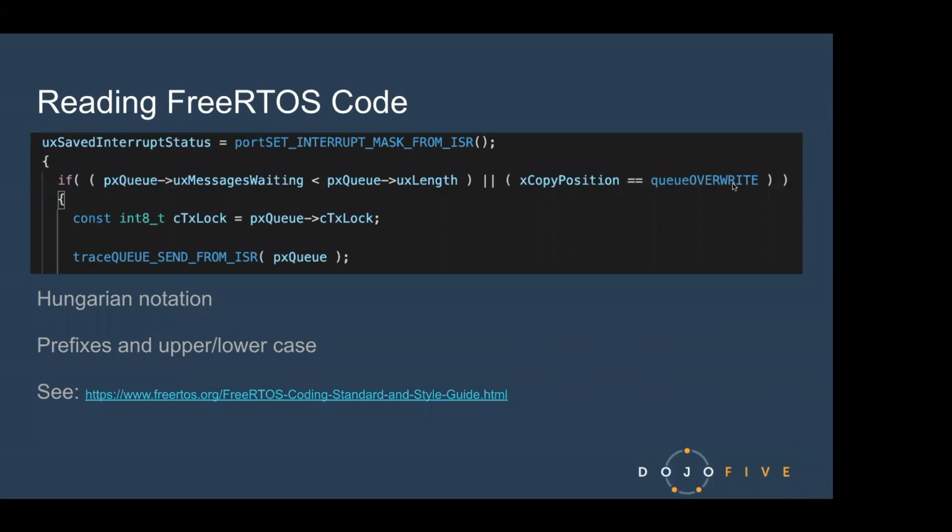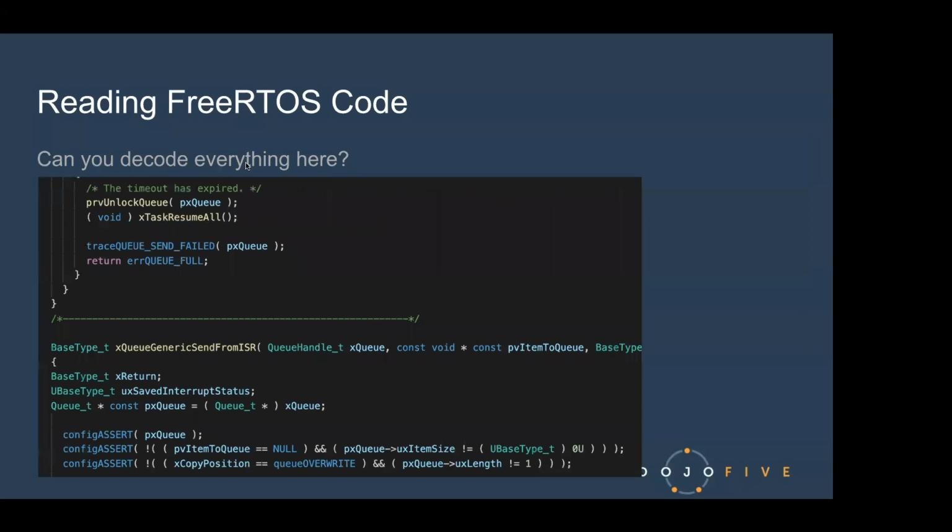All right, so hopefully that helps a little bit. Here we see queueOVERWRITE. That's a pound define in the queue.h file that tells us that the copy position needs to be overwrite. Here, C means a char type, what we call a char in more traditional C. There's also an S for shorts and L for long. So hopefully that starts to make this code a little easier to read and understand.